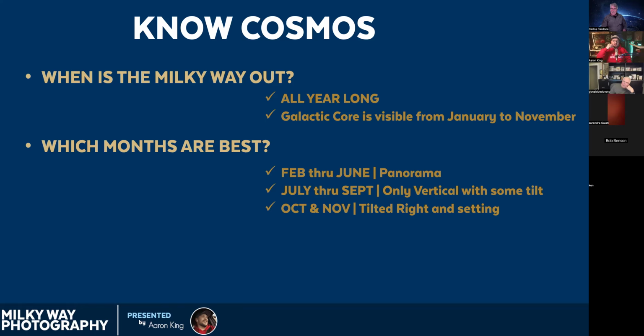I prefer the panorama months myself. Sometimes I take off July entirely because it's really hot, and also I don't want a vertical Milky Way necessarily right now. I'm going to wait until I'm eager to come back again. But February through June, oh, it's prime. It's prime months, panorama season.